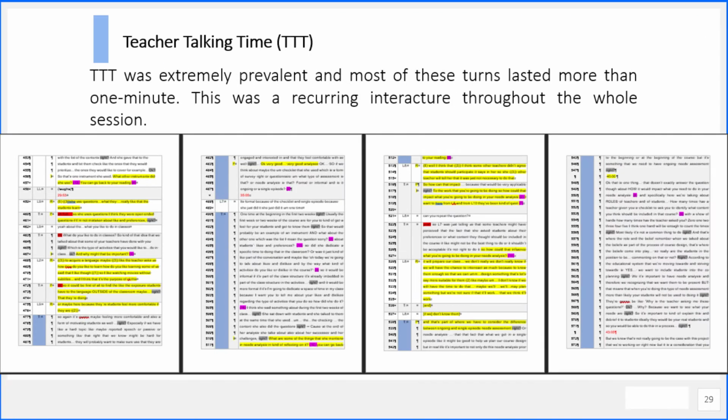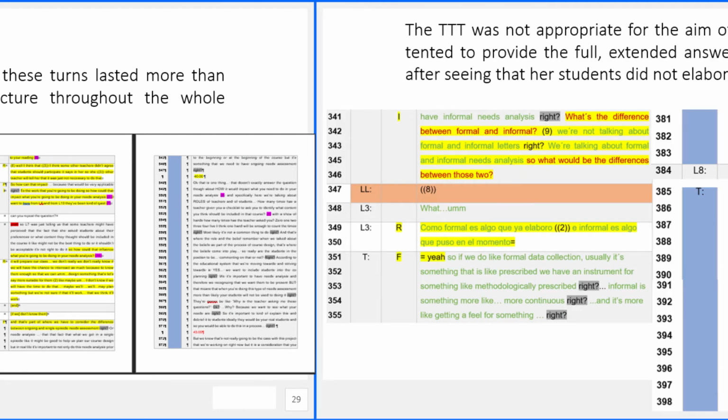In the examples below, the columns highlighted in blue represent teacher talking time. As we can see, the teacher talking time was extremely prevalent during the class, and most of these turns lasted more than 1 minute. This is just an example of one section of the class. However, this was recurring throughout the whole class.